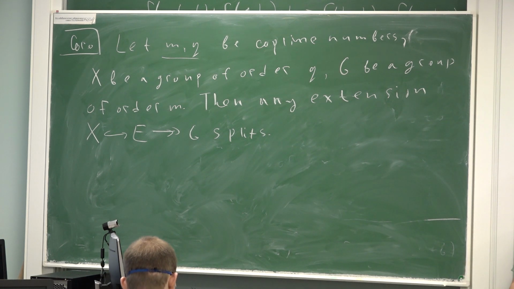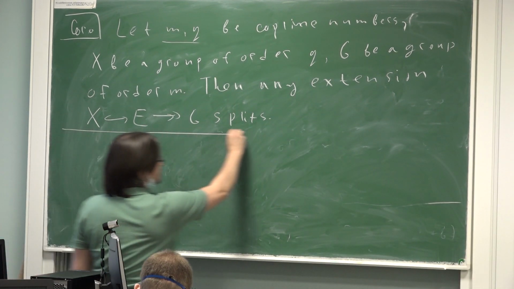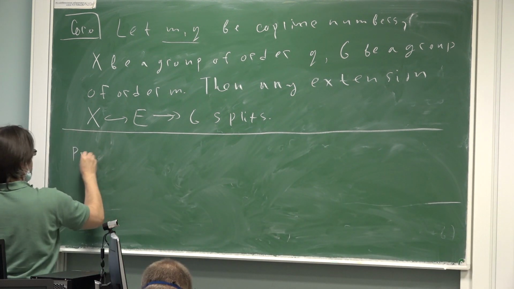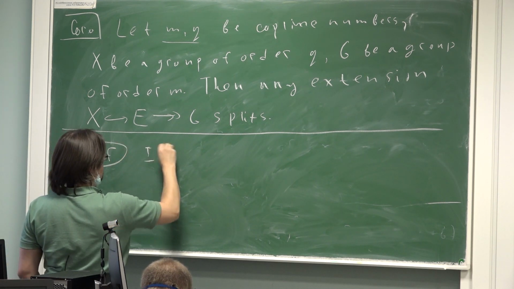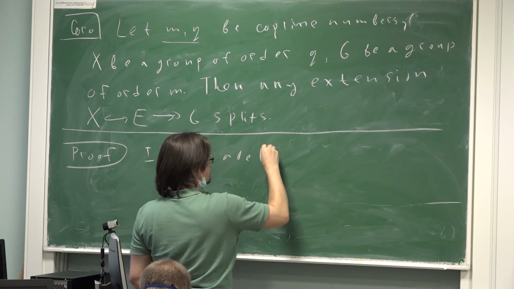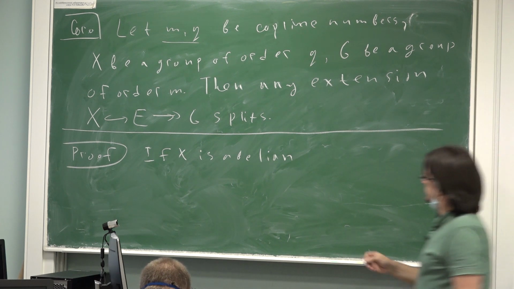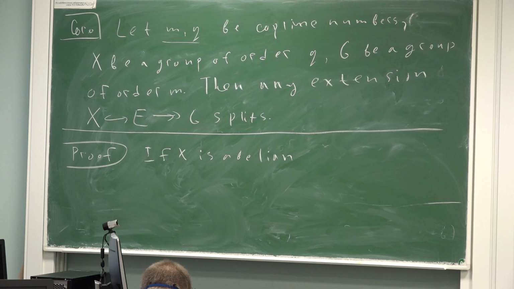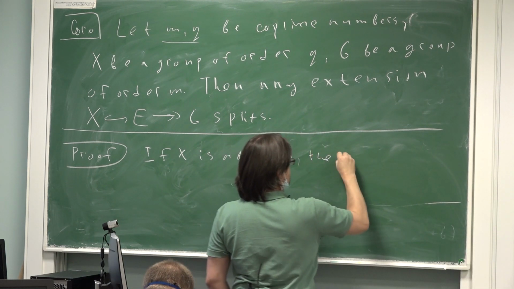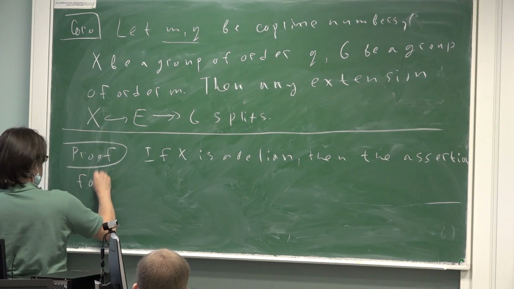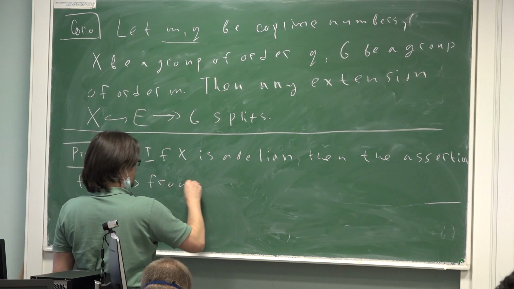Previous theorem was stated for abelian groups? Yes. And this is a new theorem. We will prove it. What we have proved is exactly the first step in the proof. The first step is to say that if X is abelian, then the assertion follows from already proved facts.